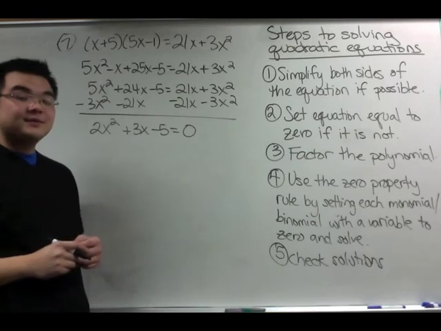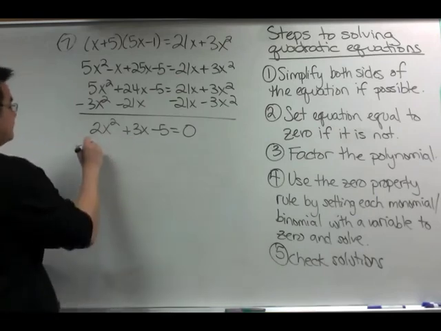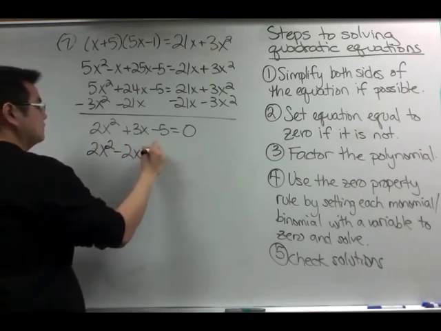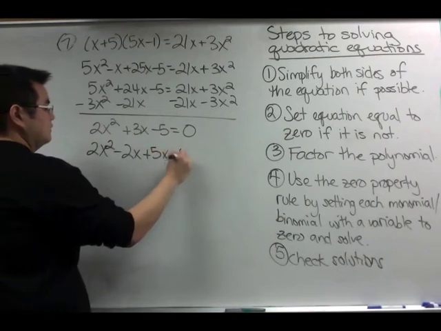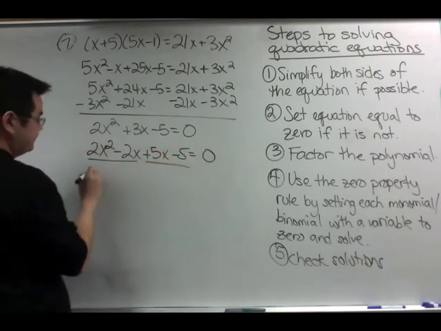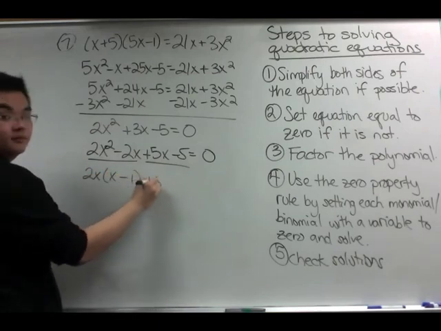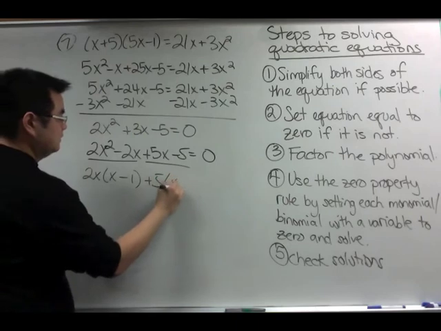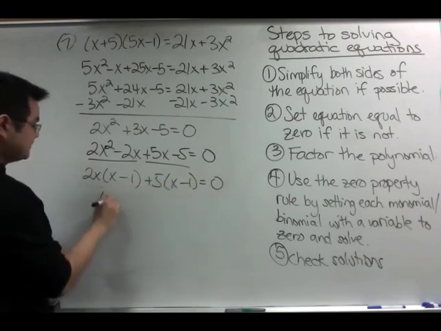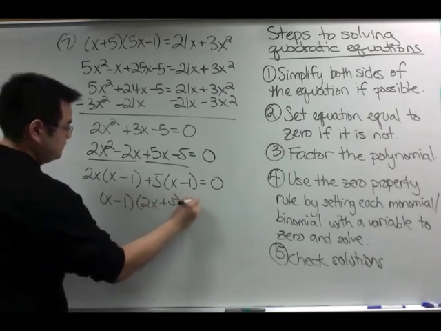Now we're going to factor the polynomial. We need to factor this by using the AC method. Then we're going to factor by grouping. Factor out the GCF of 2x. Factor the GCF, which is x minus 1.